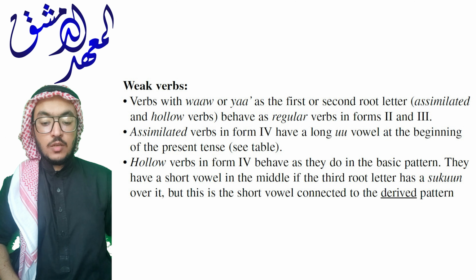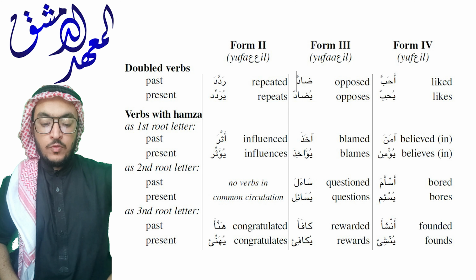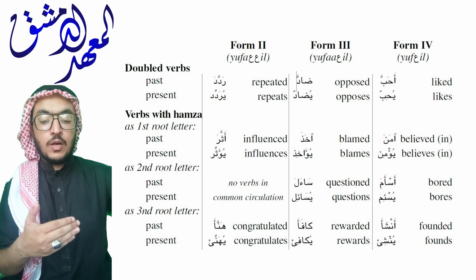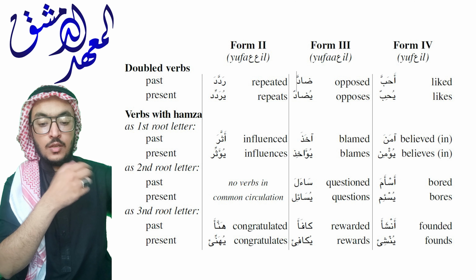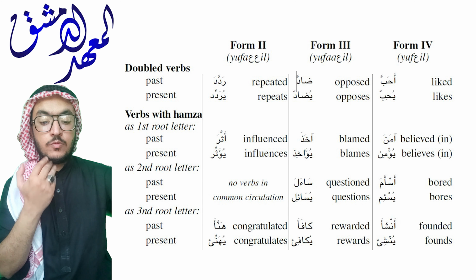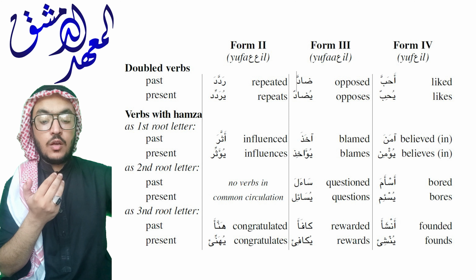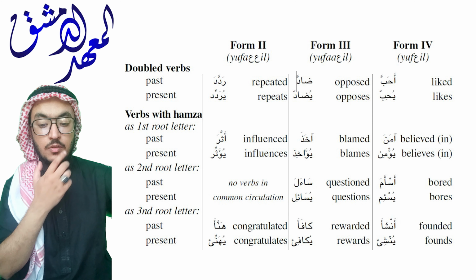So now we have a table of doubled verbs, verbs with hamza, and weak verbs. We'll do it one by one, form 2, 3 and 4 in these rows. So doubled verb, past and present: raddada yuraddidu, dada yudad, ahabba yuhibbu. Verbs with hamza: assara yuassiru, akhada yuakhidu, amana yu'minu. And as second root letter in the past and present, no verbs in common circulation.